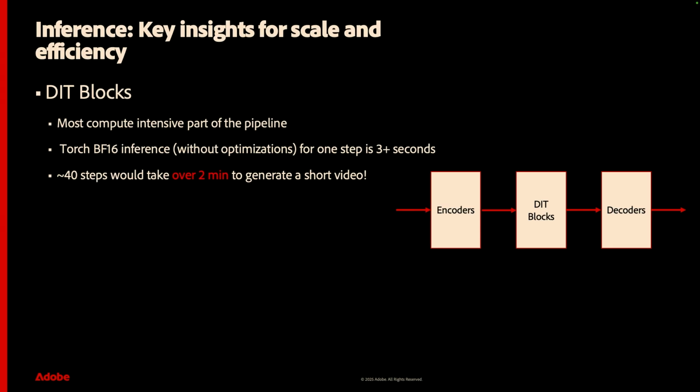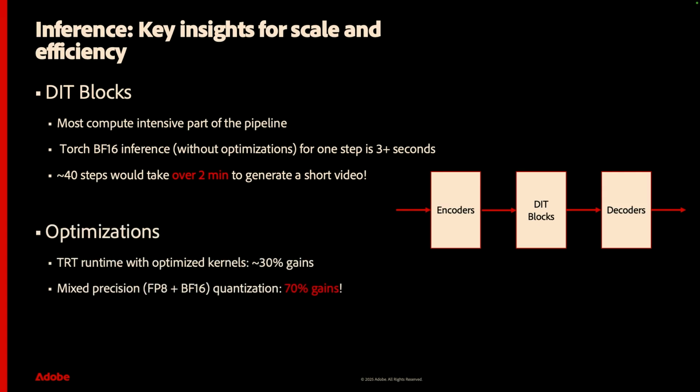So some key insights for the scale and efficiency. The DiT block is the most intensive part of our inference pipeline. If we run it unoptimized, this is a bit old information, 40 steps would take over 2 minutes to generate a short video. I think Urson's numbers were based on our previous model, 540p videos for 5 seconds. Now we generate at 1080p native. We can generate 5 seconds or even a bit more, and it can go way, way over 2 minutes. So obviously, we can't ship like this, right? This doesn't really allow ideation.